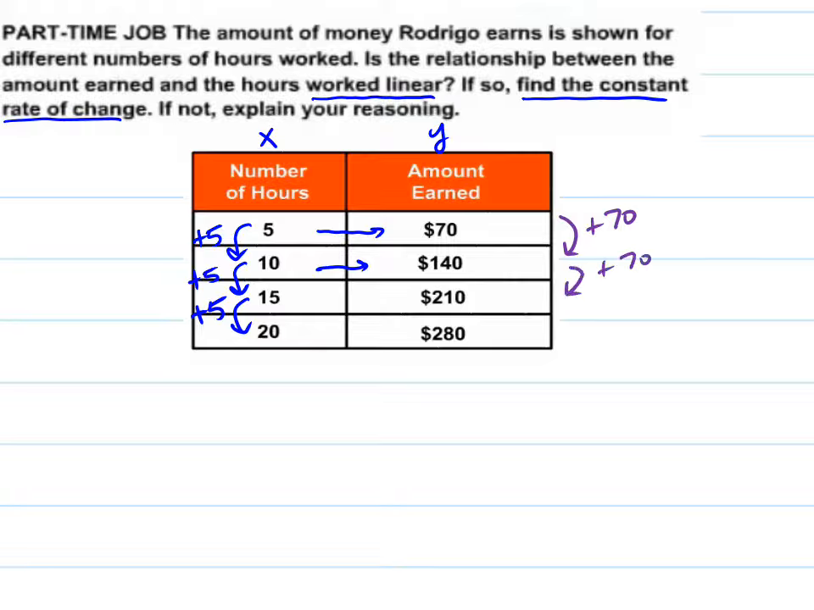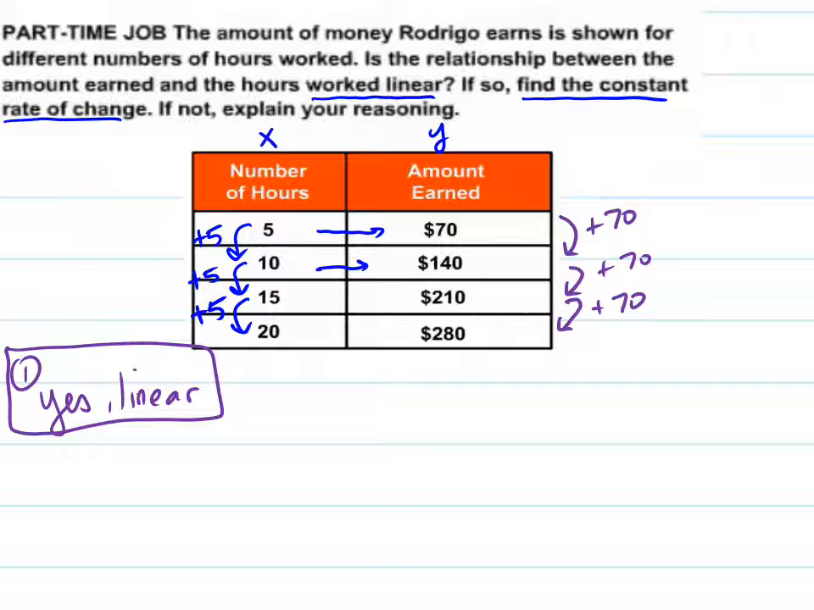From 70 to 140 plus 70. From 140 to 210 plus 70. 210 to 280 plus 70. You can always do the reverse too, subtraction. It's still going to give you the same rate. So because our changes are the same, plus 5, plus 5, plus 5 on the number of hours, and plus 70, plus 70, plus 70 in the amount earned, yes, this is linear. Okay. That's the first part of this problem.